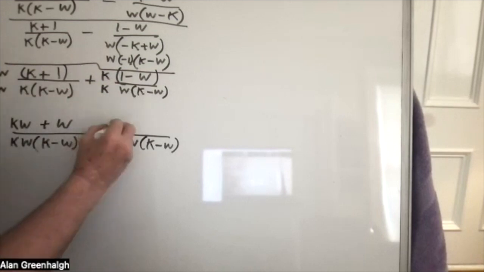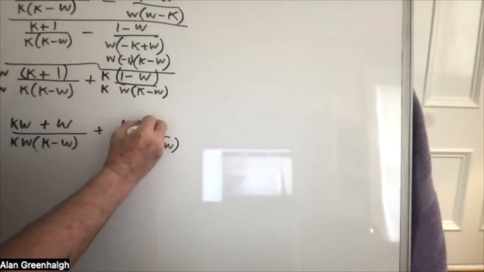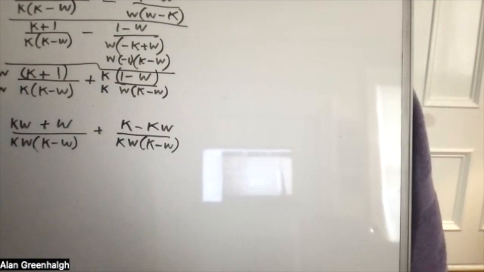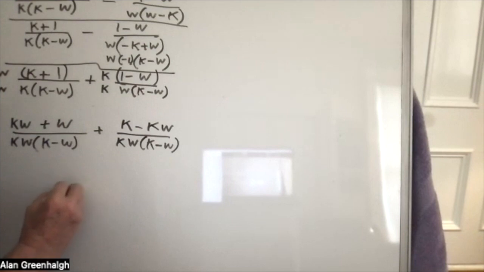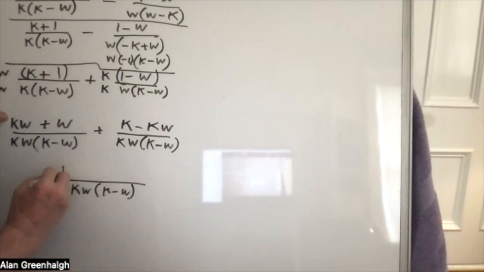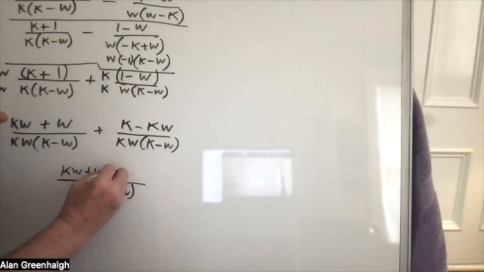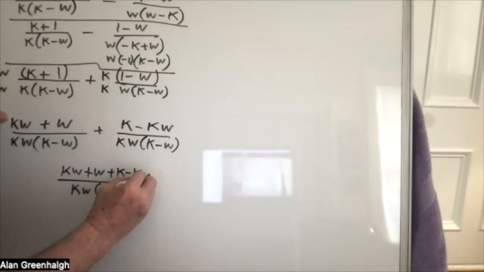And that's going to make this K minus KW. I'll let you look at that to let it soak in. Now, we're going to put everything over the same denominator. We have the least common denominator, KW times K minus W. And in the numerator, KW plus W plus K minus KW.